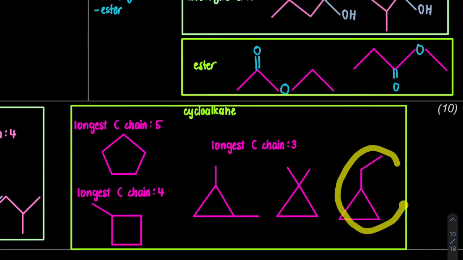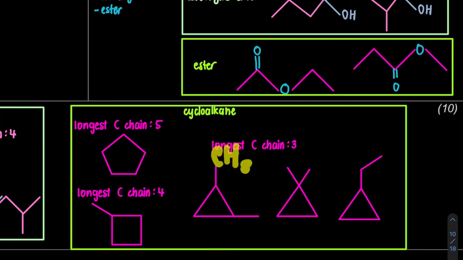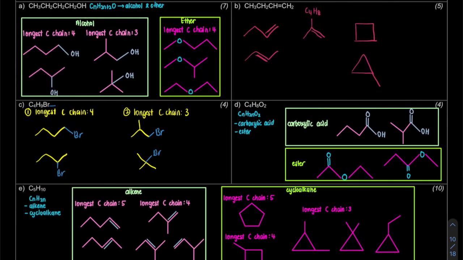But how about this one? Okay, this one is 3. Where previously, I wrote down CH3, CH3, this one is actually my CH2, CH3. Okay, so this is all the possibility for the isomer. Okay, so that's the solution for the examples on page 10.